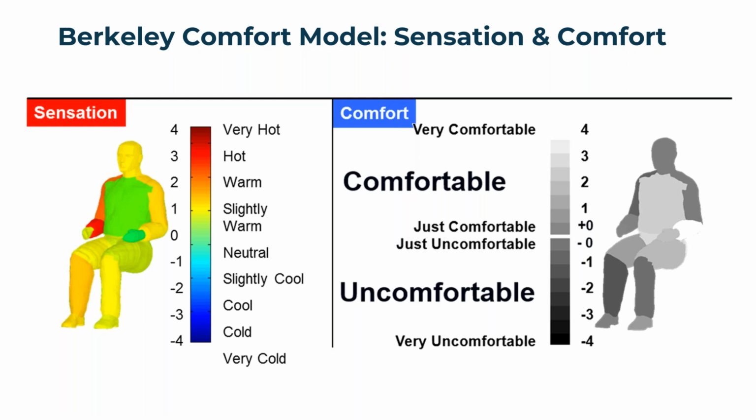It's a very powerful one because it separates the concept of sensation, which is how cold or hot a body part feels, from the concept of comfort, which is how positive or negative, how good or bad, that sensation results in being perceived. So both of those metrics use a -4 to +4 scale, but they have a different meaning. Again, sensation being warm and cold, and comfort being comfortable and uncomfortable, or good and bad.